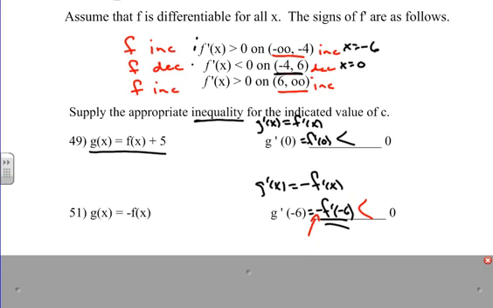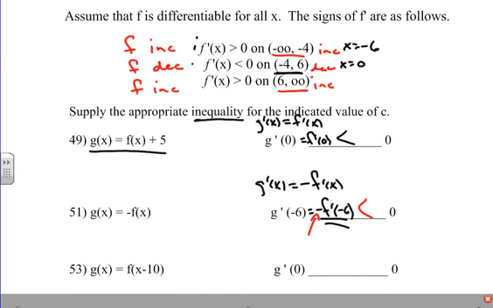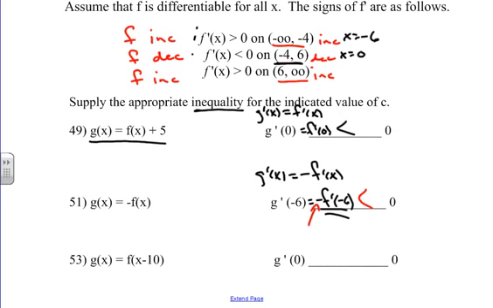Hopefully you get it. Do we have another one? Okay, last one, certainly not least. For this one, once again, we have g of x equals f of x minus 10. So that means f of x is being shifted to the right 10 units.